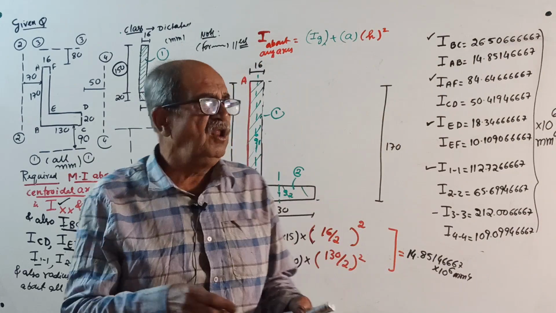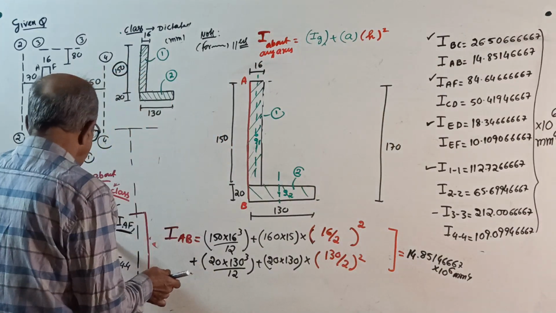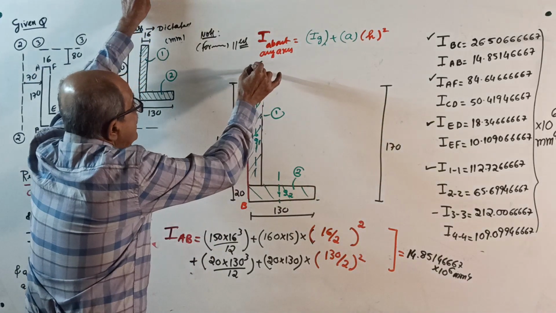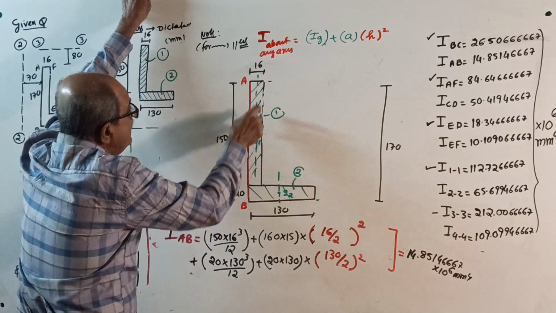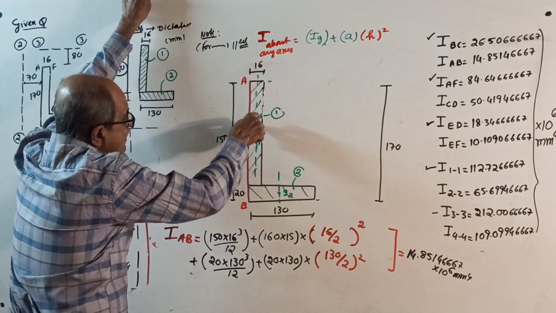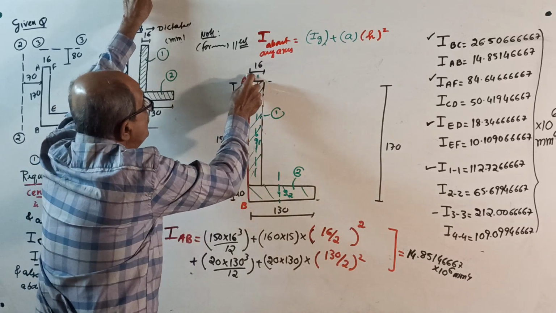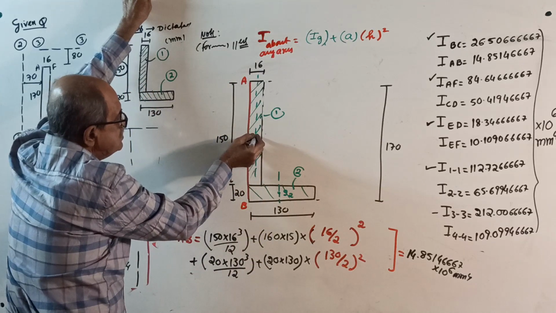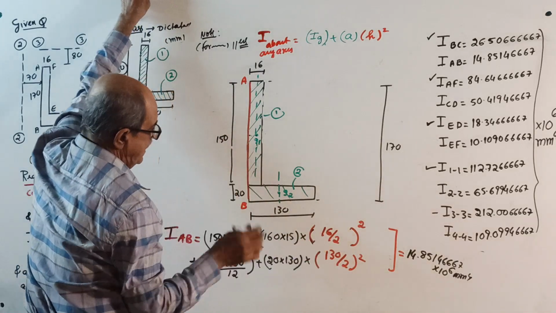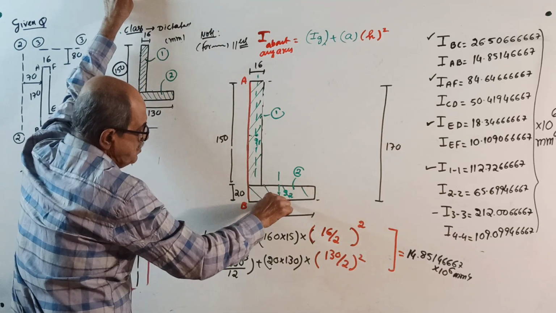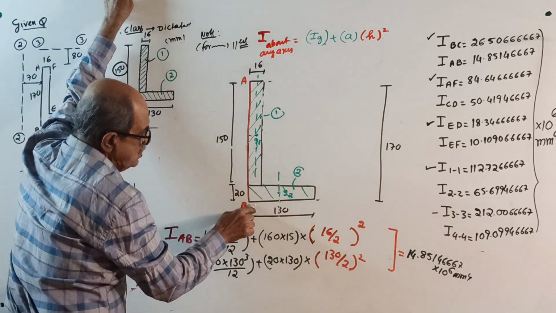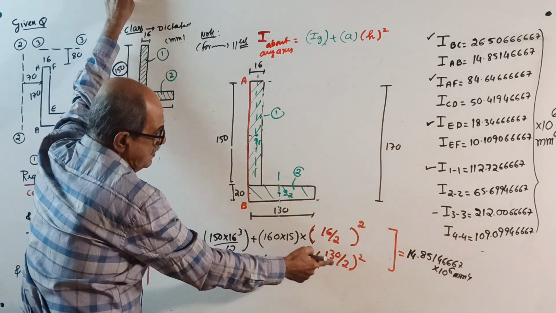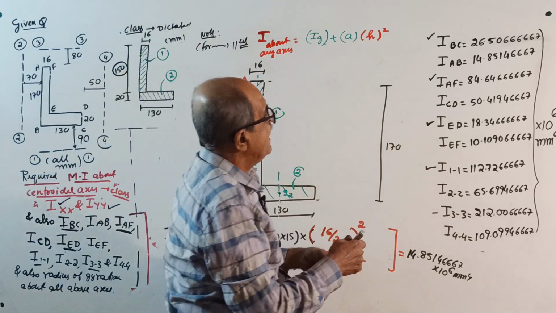Now all remaining. I about AB. First, I about axis passing through centroid, parallel to AB is here. Now, 150 into 16 cube by 12 plus area into this distance square, which is 16 by 2 square. Here, I about its own axis, 20 into 130 cube by 12 plus area into this distance square, 130 by 2 square. I already calculated.